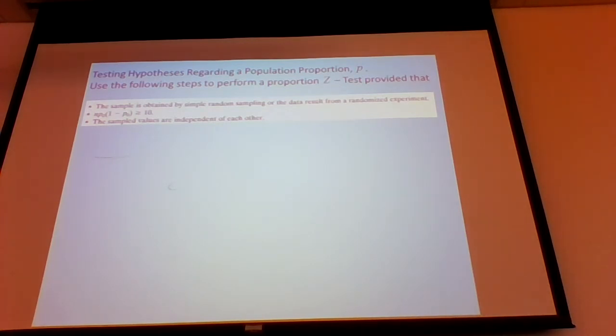And then the third condition: the sample values are independent of each other. What does that mean? That the probability of picking one of them is not affected by the probability of picking the others. Their probabilities don't affect each other. Does that make sense? So that's why they're independent. So those are the first things that you want to do: look at the conditions and verify if those are true.